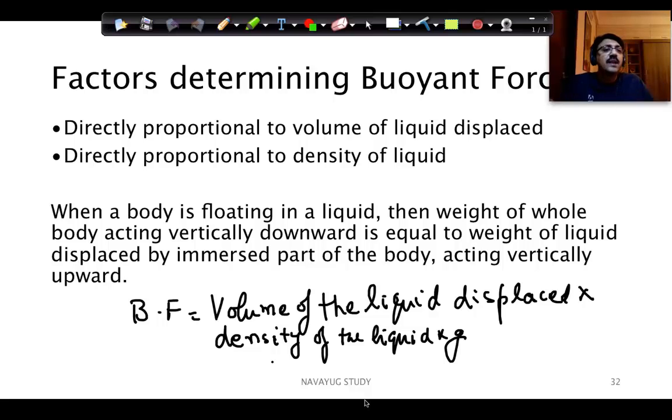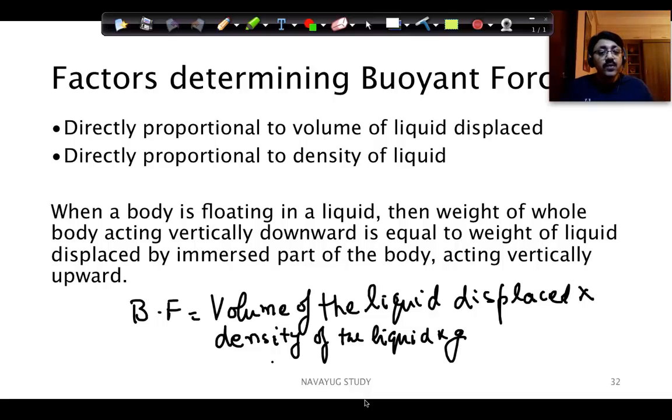Volume into density gives the mass, right? Volume into density always gives a mass, because density is mass per unit volume. If I multiply that with G, then it gives the weight, right? Mass into acceleration due to gravity always gives the weight of a matter. So here, volume of the liquid displaced into density of the liquid into G gives the weight of the liquid displaced, and that is what the buoyant force is, right?